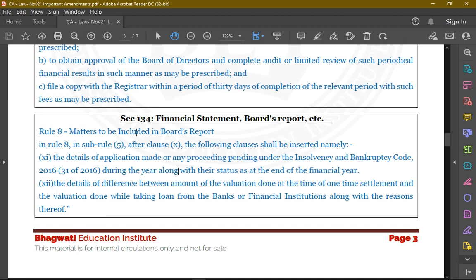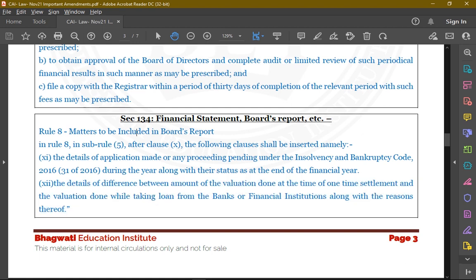So whether you have applied for bankruptcy, if it was applied in the past but not completed yet, that means if it is pending, that detail also has to be provided in the board report, that they have applied for insolvency and bankruptcy as per the Insolvency and Bankruptcy Code. Alright, so it's detail about the bankruptcy in a nutshell. The second paragraph is very important.